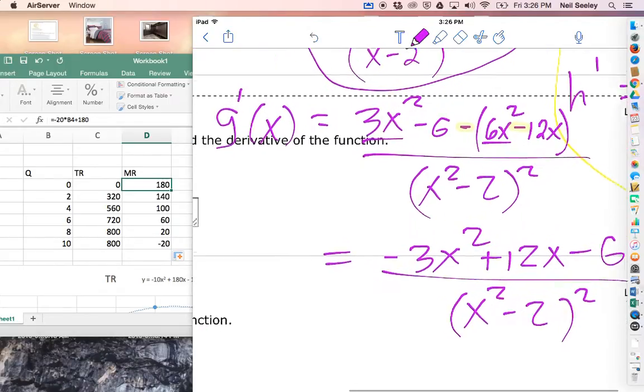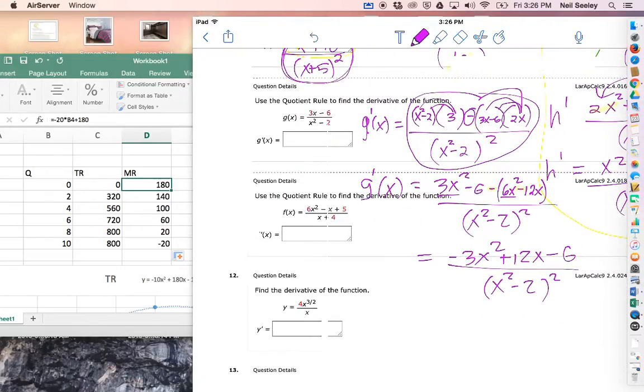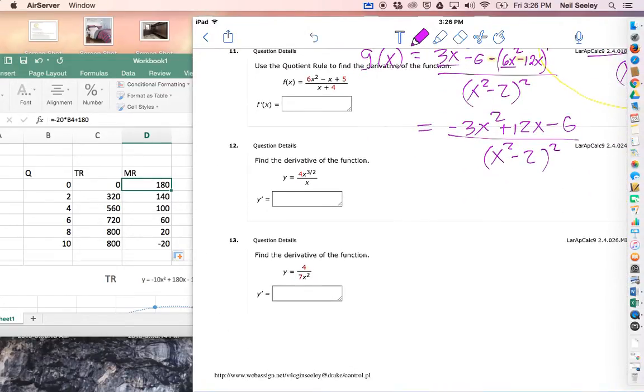That's pretty good. I wouldn't go any further than that. That's what I'd plug in as my derivative. And voila, we're off and running. The rest of these are variations on those wonderful things.